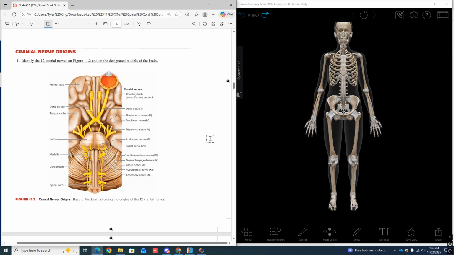Okay. We're back. Cranial nerve origins. Besides knowing what the cranial nerves do, for a lab, you must know where they're located, in the brain and on the brainstem. I'm going to make it super, super easy to find these things.